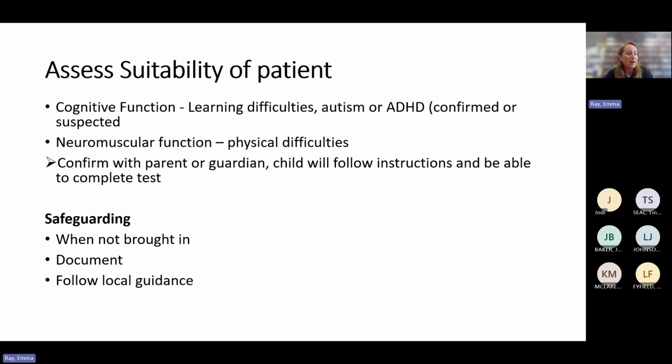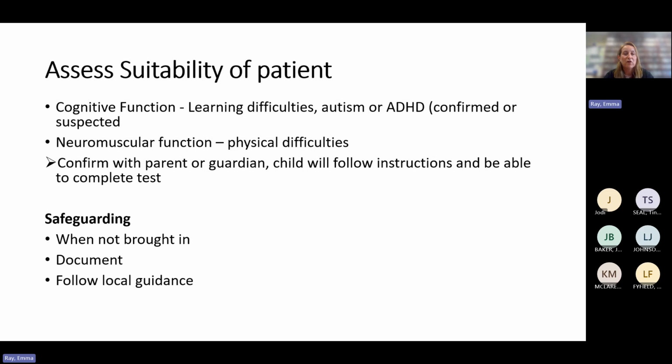I can't remember the name of it now, but people who are neurodivergent should be offered longer appointments, or appointments that fit with the way that they would react, so that they feel comfortable when they're coming into the NHS. You might also want to consider if they've got any neuromuscular problems as well. That's less common in children, but you never know.